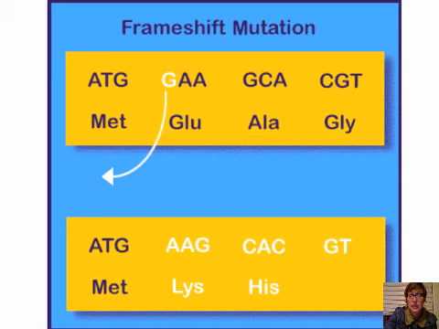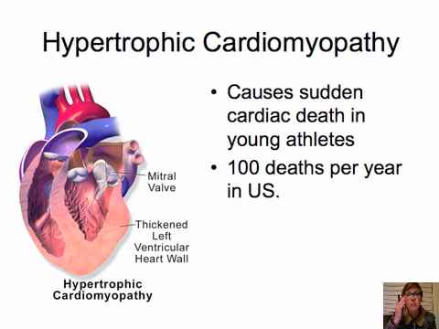Okay, an interesting example of a disorder caused by frameshift mutation is hypertrophic cardiomyopathy. This is caused by a mutation in the gene coding for cardiac sarcomeres, which are important structural proteins in cardiac muscle. An improper coding of that leads to a thickened left ventricle heart wall.